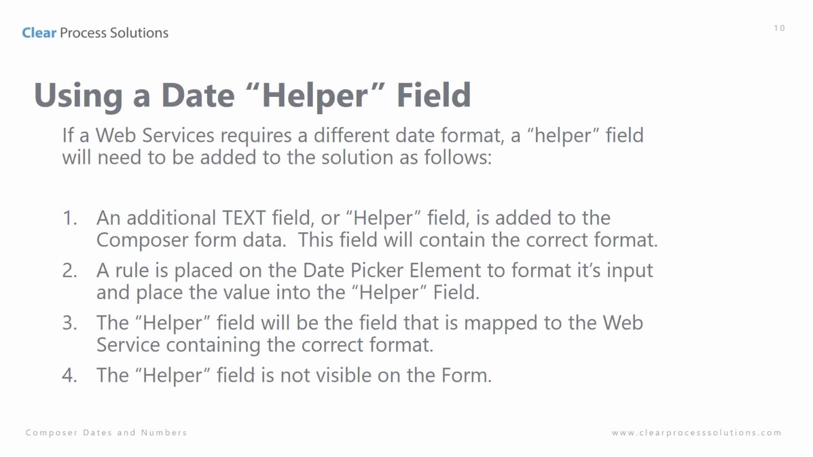So a little bit about this helper field. Again, typically if a web service requires a different format than the YYYY-MM-DD format, you have to implement this helper field. The idea behind this is that you would create a separate text field, and it's important that it's a text field that you add to your form that's going to contain this newly formatted representation of your date. And what you do is you put a rule on the date picker element that formats that date value and saves it into this helper field. And then you can use that helper field as part of your mapping or your inputs to your web services.